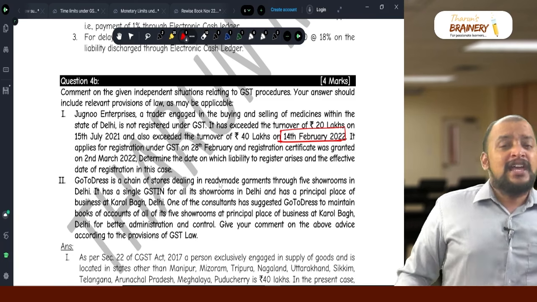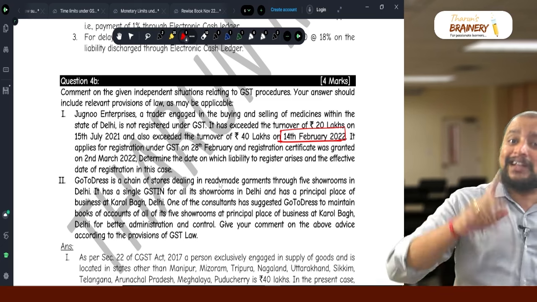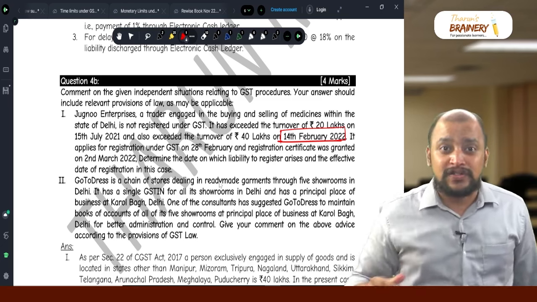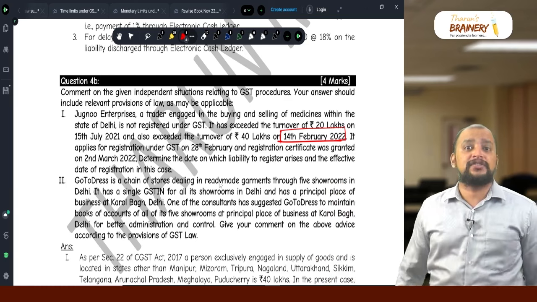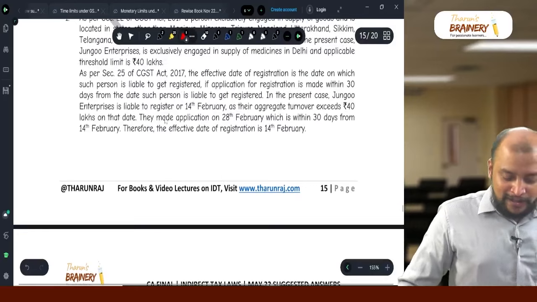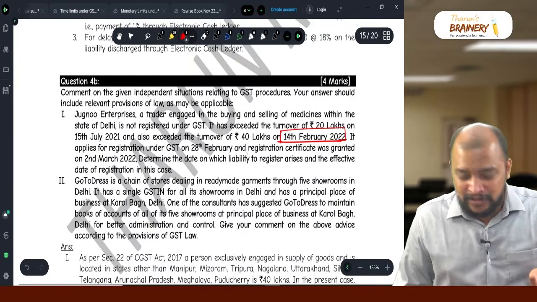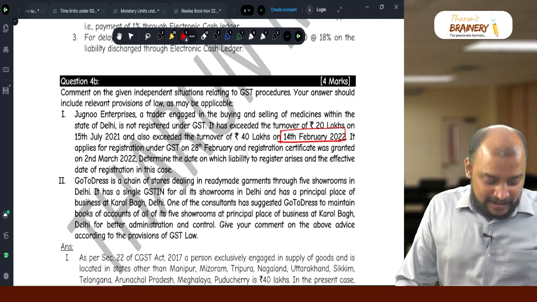14 February. If the application is not made within 30 days from the date they are liable to get registered, the date on which they get the certificate of registration should be taken as the effective date of registration. That is not applicable in this case. So therefore 14 February will be taken as the answer. Okay. All these are intermediate level questions. Okay. So 2 marks guaranteed.